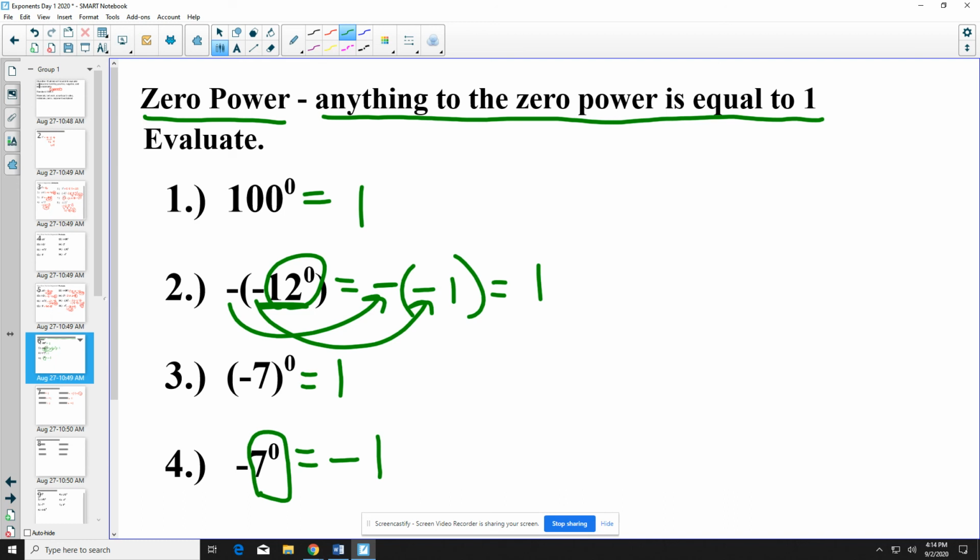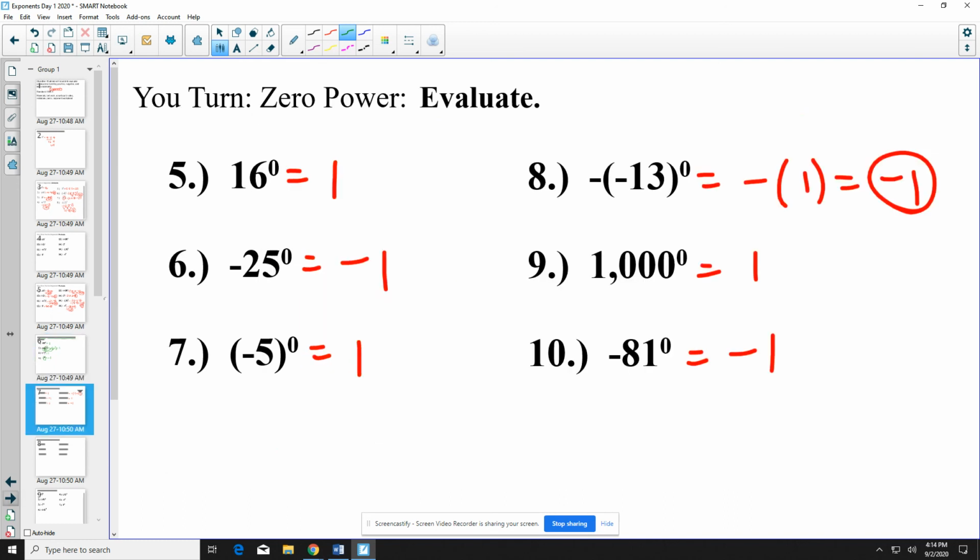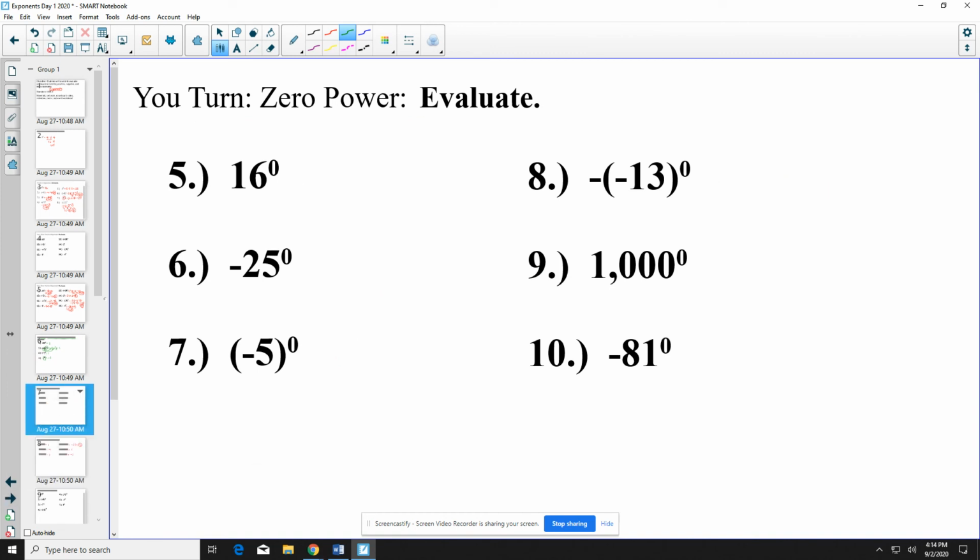Okay, I'm going to have you try some on your own. Please write down 5 through 10. My mistake there. Write down 5 through 10 and try these. Go ahead and pause the video. And when you get done, hit play.